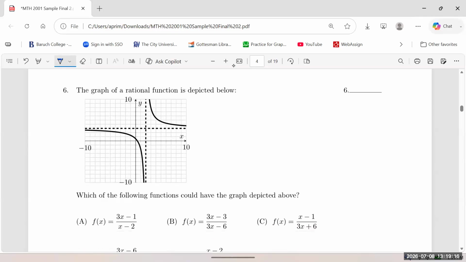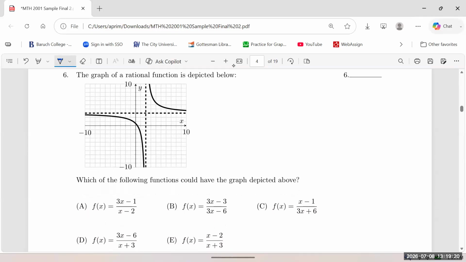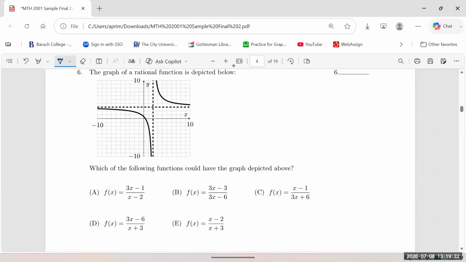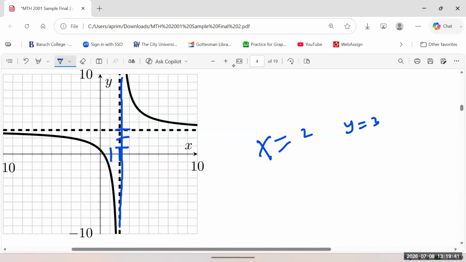Which rational function? We didn't do that, right? But you can still draw it, no problem. We have a vertical asymptote at what? X equals 2. We have a horizontal asymptote at y equals 3. And we have x-intercept and y-intercept here.